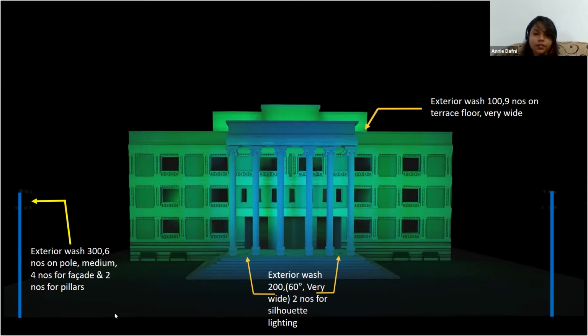And in addition, I'm also using the exterior wash 200s for the silhouette lighting, and for the top portion in the terrace, I'm using the exterior wash 100s.